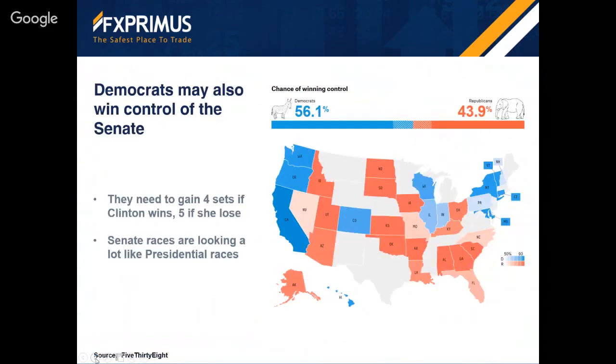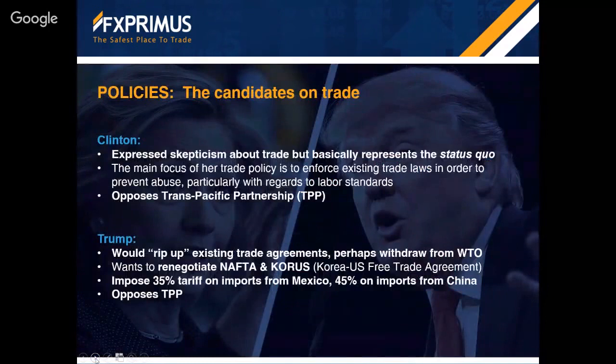By the way, this 538 website also says that the Democrats might win control of the Senate. Easier to pass laws, but still the Republicans would have control of the House of Representatives, and you still have a stalemate between those two, much less between the legislative and the executive branch.